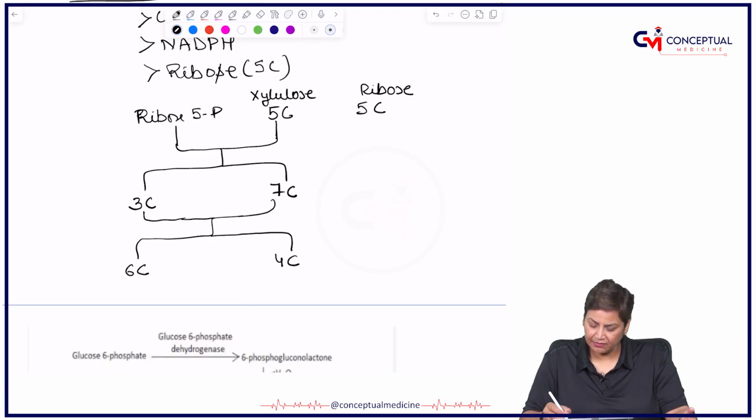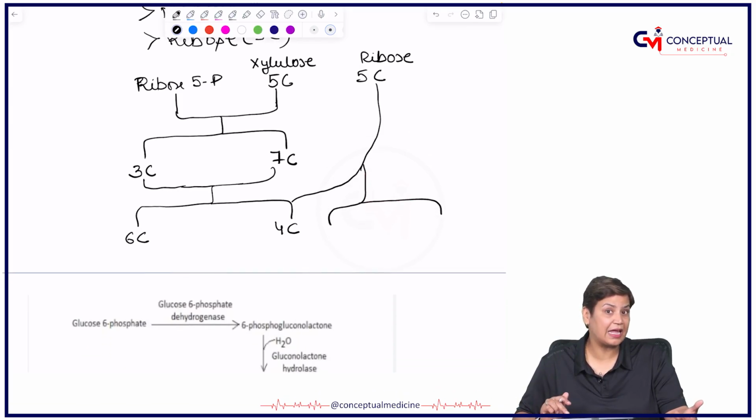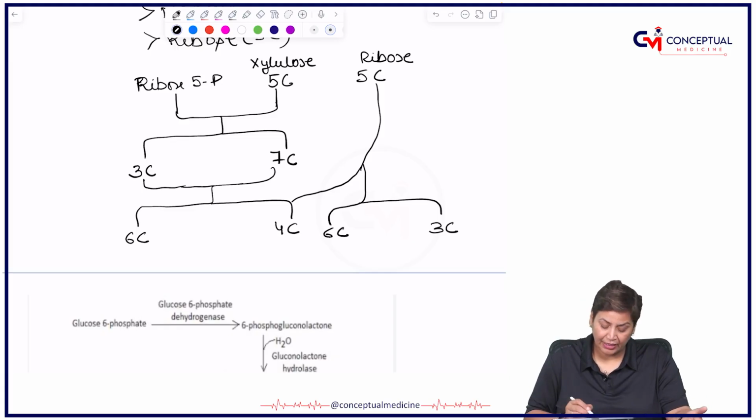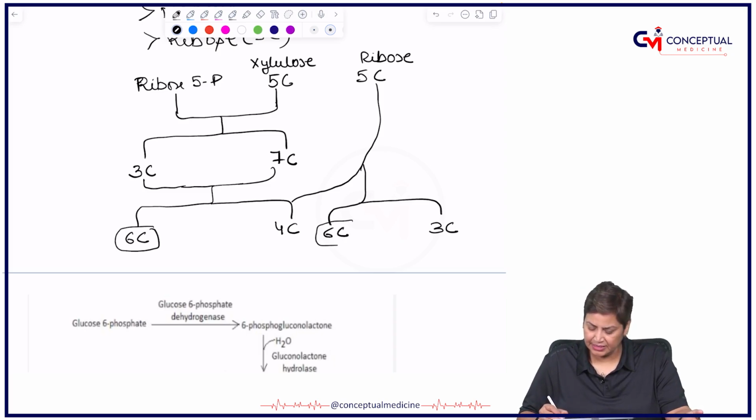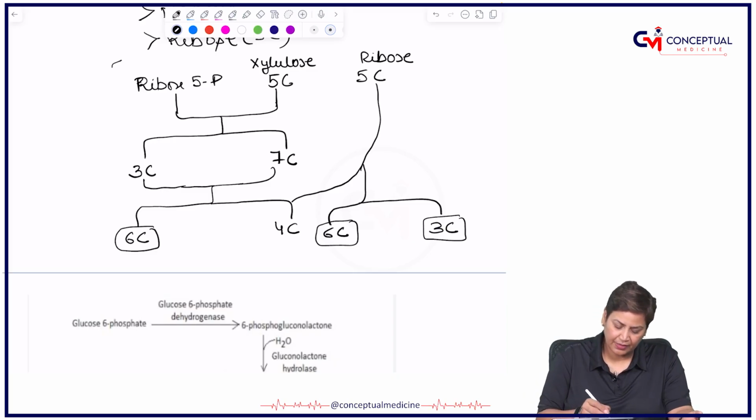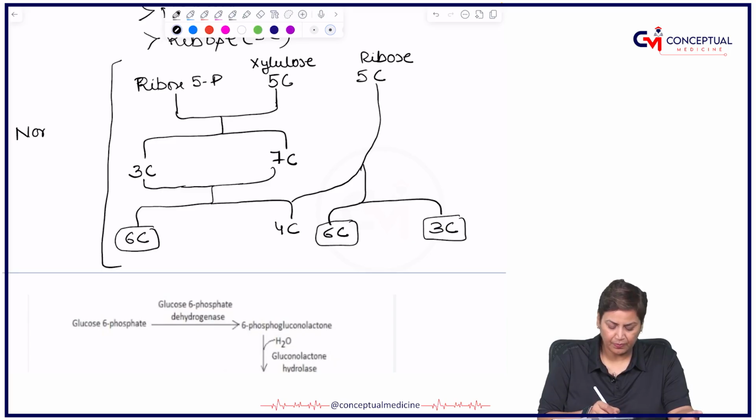And this 5 and 4 will then condense with each other to form, again 5 plus 4 is 9. So it will split up to form 6 carbon atom and 3 carbon atom. So the net result will be this 6 carbon atom, this 6 carbon atom and this 3 carbon atom. So this becomes the non-oxidative phase.